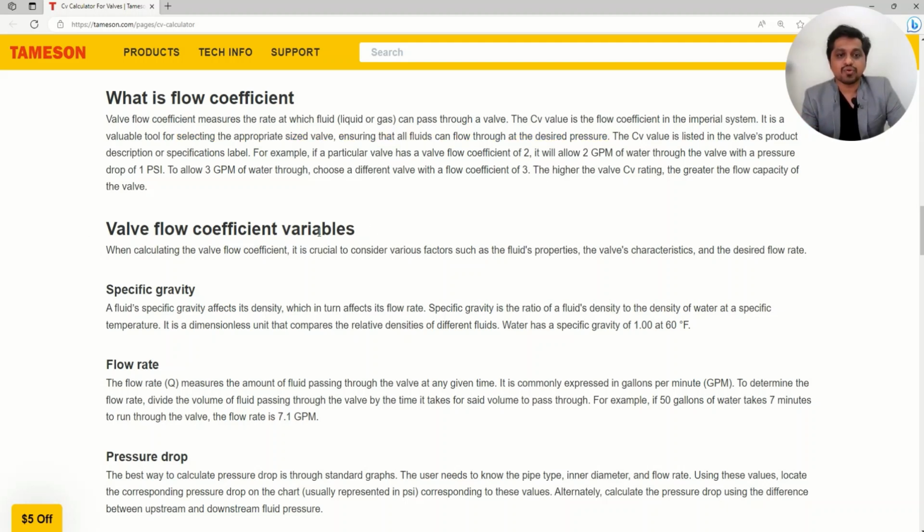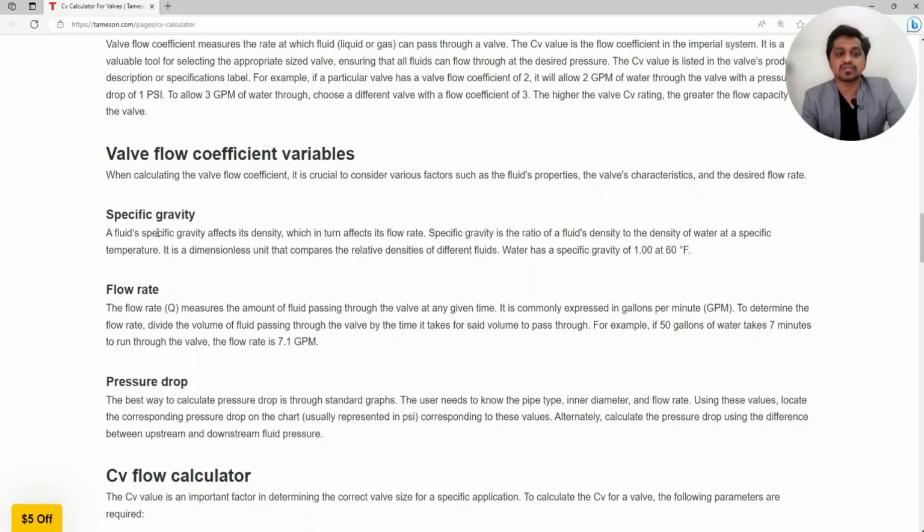So, valve flow coefficient variables. What are the variables on which the coefficient is based? That is the specific gravity. The specific gravity affects the density of the fluid flowing through the valve, and that's why it is very important whether you have a gas or an oil or a liquid, as that affects the CV value. Then we have the flow rate. The flow rate is the amount of fluid that is actually passing through the valve at a given time.